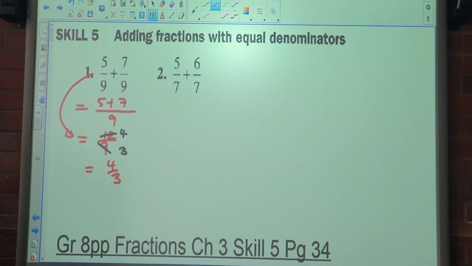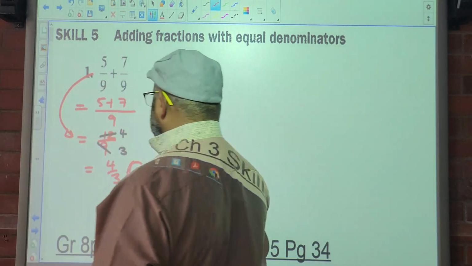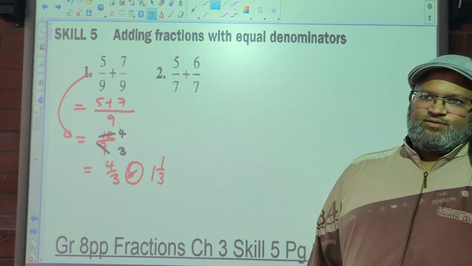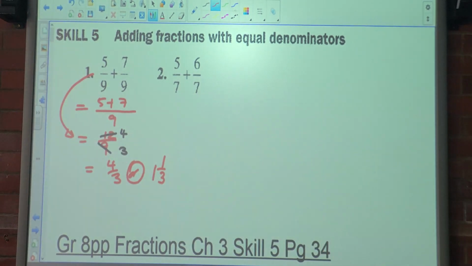Yes, Michael? One and a third. It can be written like this as well. Either or, you'll get the full mark. If it's not specified, you must write it as a mixed fraction. You can leave it as improper, because when it comes to algebra, you'll see it's going to be easier to leave it in improper form.